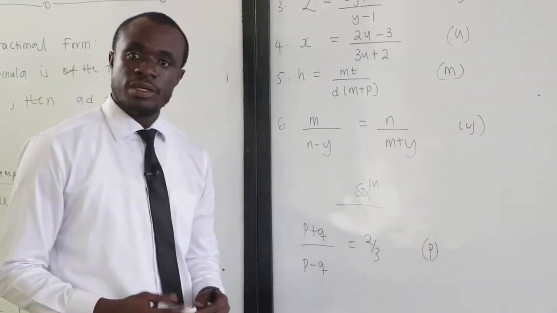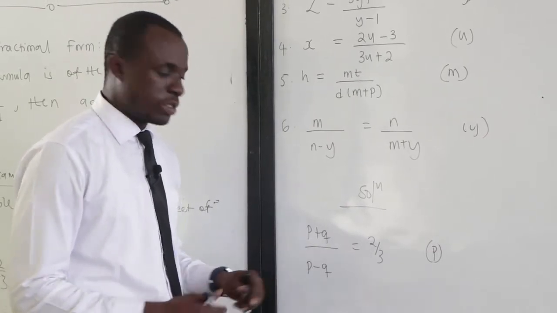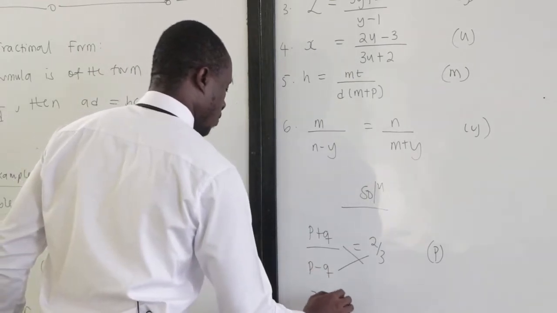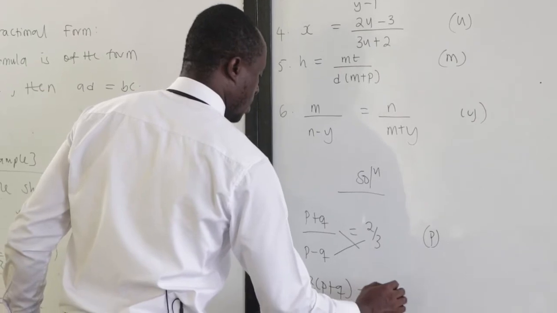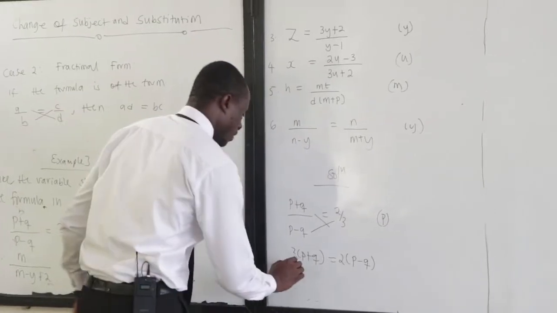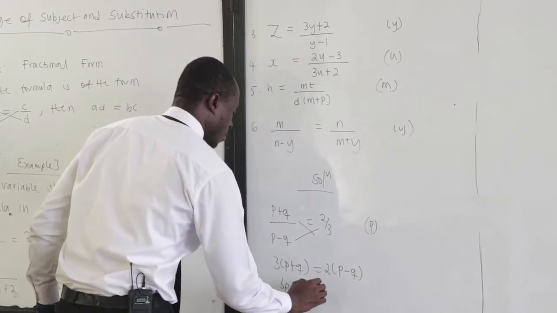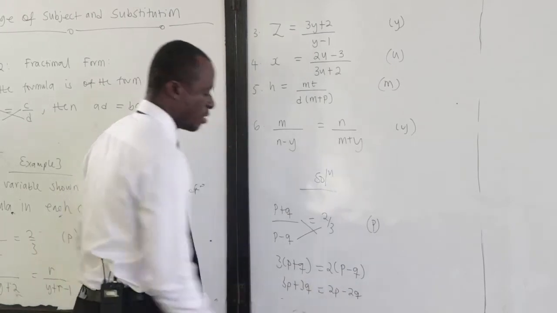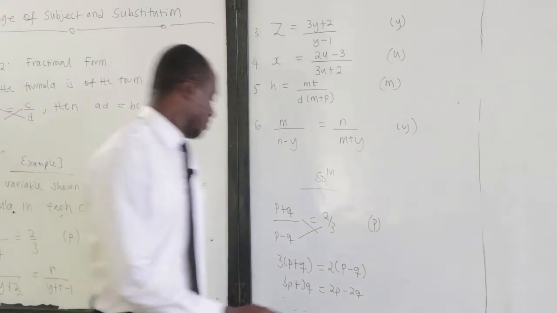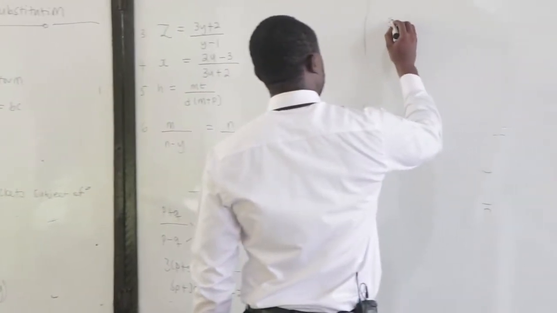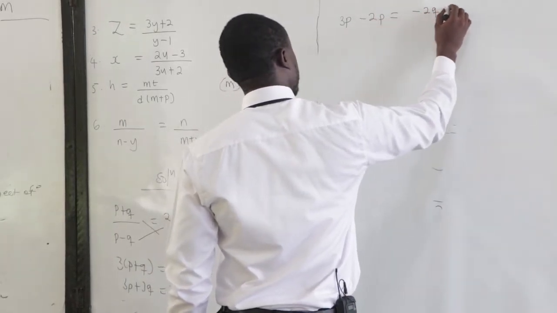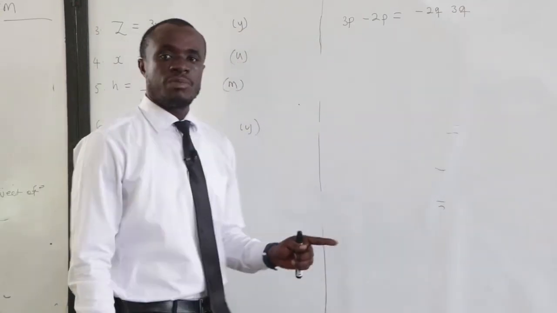So the first one, we want to make P the subject. What do we do? We cross multiply. Now the 3 will come here, then the P minus Q goes there. So we have 3(P plus Q) equal to 2(P minus Q). Now what do we do? From here we expand. So we have 3P plus 3Q equal to 2P minus 2Q, 2 times Q, that is minus 2Q. We want to make P the subject, so from here we group like terms. So we have 3P minus 2P equal to minus 2Q minus 3Q. Now what is 3P minus 2P? That is P.